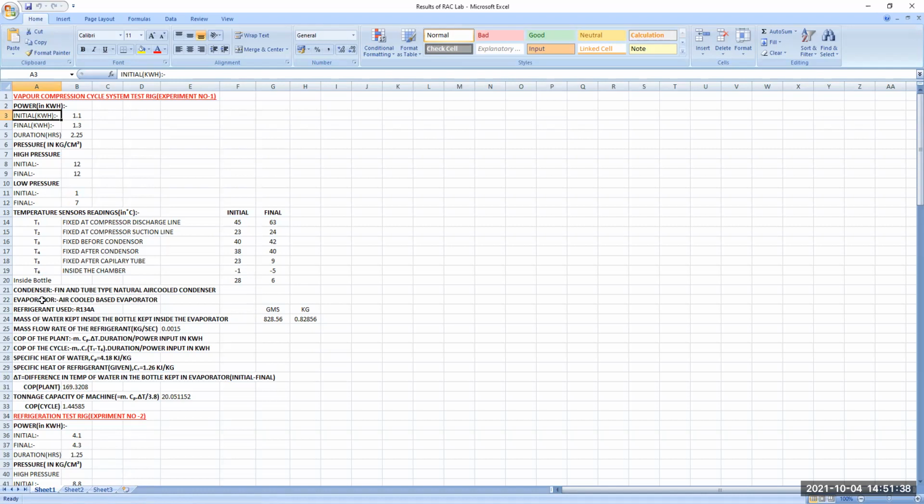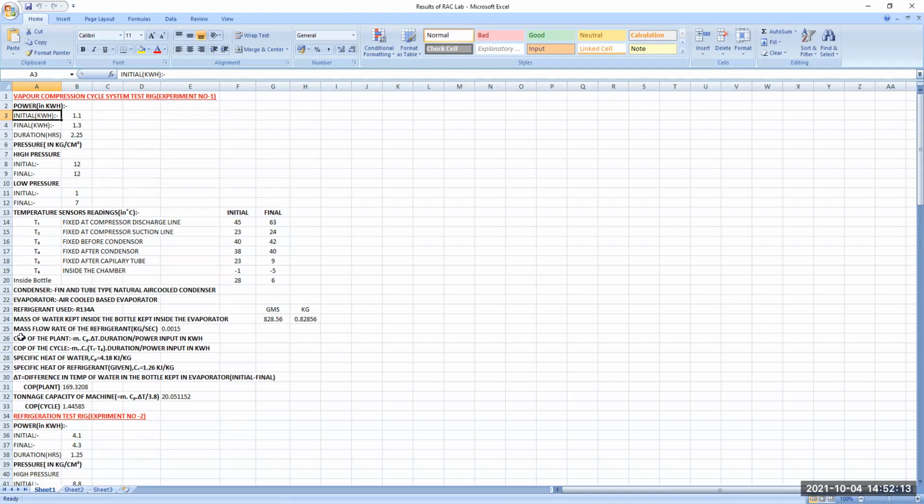Then the air evaporator we have shown in the first case is an air-based evaporator itself, which looked like a ring of pipes fitted with different fins. Next, the refrigerant used is R134A. The mass of the water kept inside the bottle or the flask itself is given as more or less 1 kg. Mass flow of the refrigerant is 0.0015.